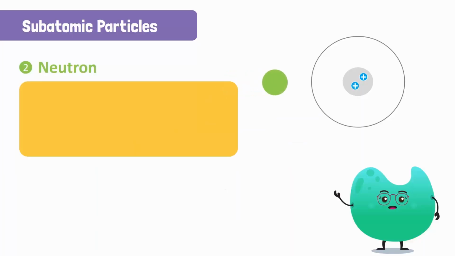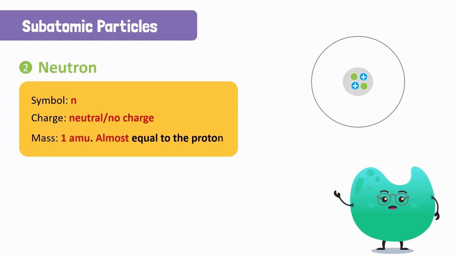Next is the neutron, represented by a small n. The neutron is neutral. It has no charge. The neutron has almost the same mass as the proton, that is, 1 atomic mass unit. Both protons and neutrons together form the nucleus and are called nucleons.